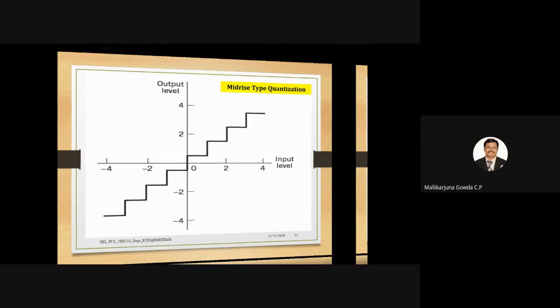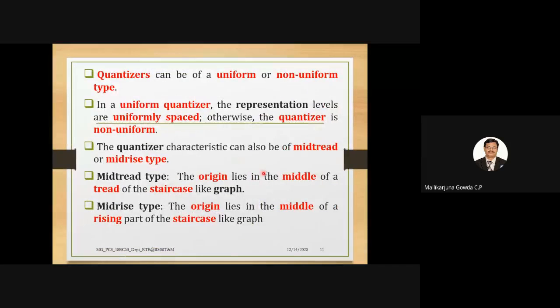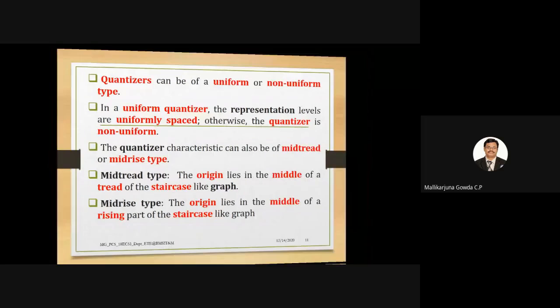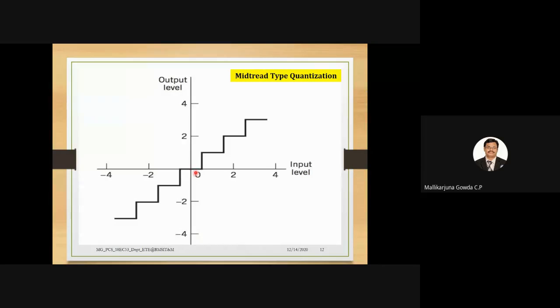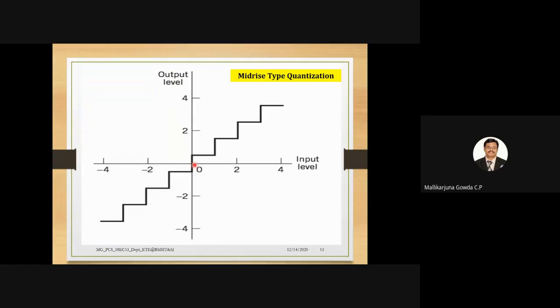I'm asking you, is this point clear? Mid-tread type means the tread of this staircase will be at the middle of this origin. That is why it is called mid-tread type. The origin lies in the middle of the tread of the staircase. In case of mid-rise type, the origin lies in the middle of the rising part of the staircase. Here the origin lies in the middle of the tread of the staircase waveform. Here the origin lies in the middle of the rising of the staircase waveform. So this is the mid-rise type of quantizer.